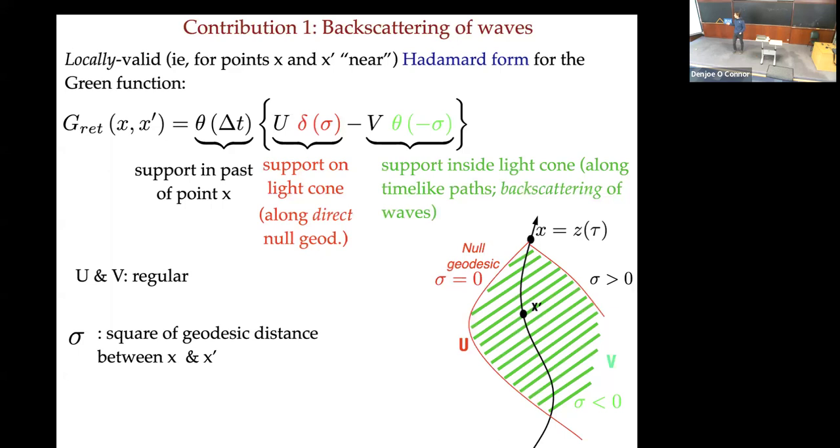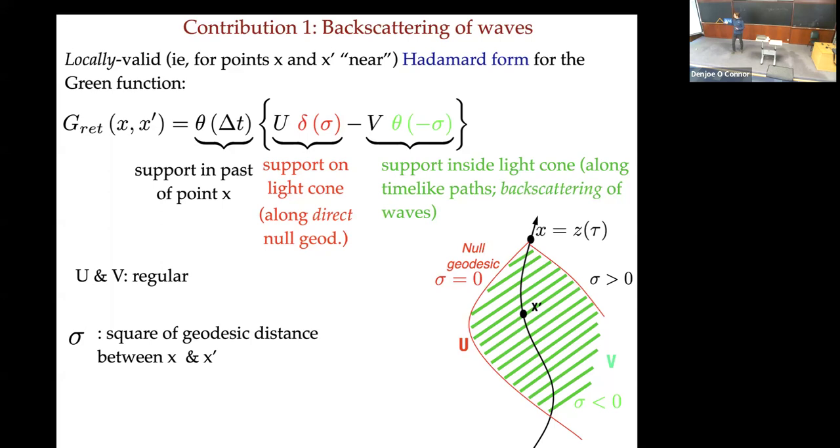If you look at this form, it's got a theta, which just tells you it only has support in the causal past of x. Remember, there's a retarded Green function multiplied by something which has support on the light cone. That's delta sigma, a Dirac delta distribution whose argument is sigma. Sigma is the Synge world function, Synge being a professor in Dublin. This has support only whenever sigma is equal to 0. Sigma is equal to 0 whenever the points are null separated, light-like separated.